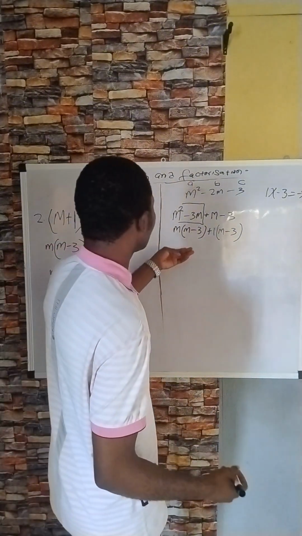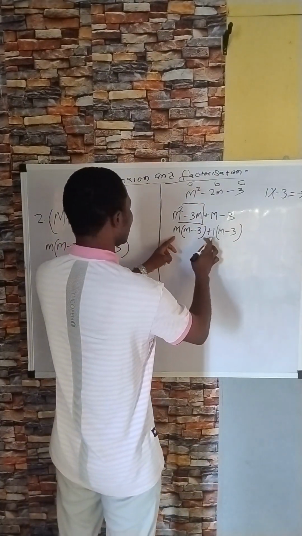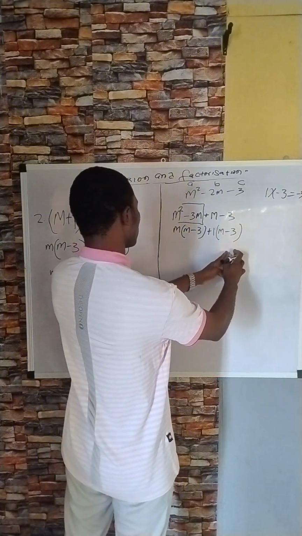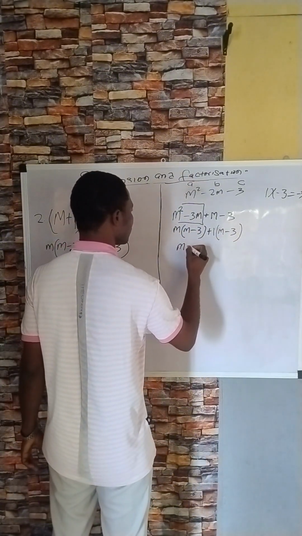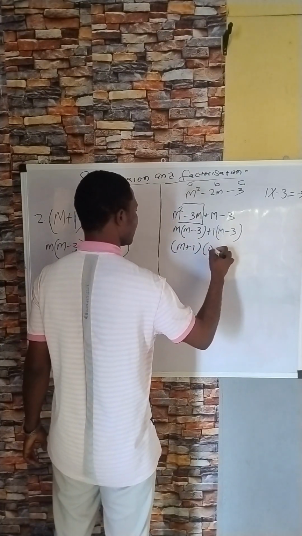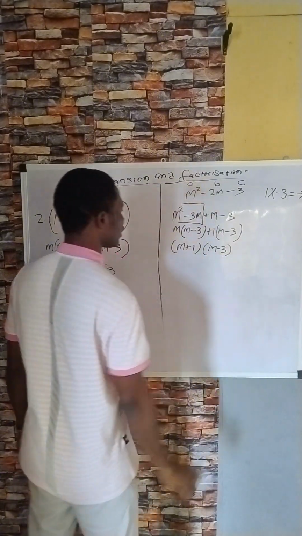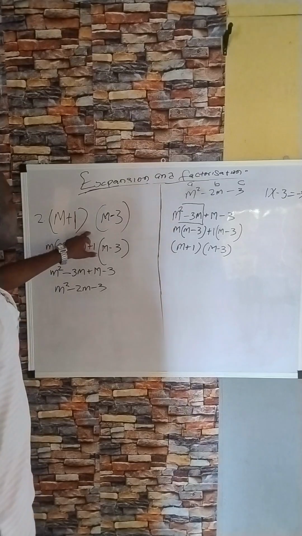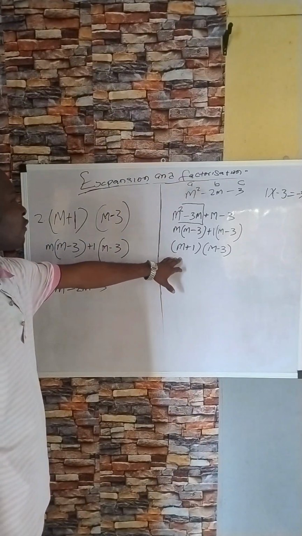So, with this being done, we bring these 2 outside figures into one bracket, and this will represent 1. We don't need to repeat it. So this will be m plus 1 and m minus 3. And this will be our final answer. Check whether it's the same with this. I believe it's the same. And this will be our final answer for this.